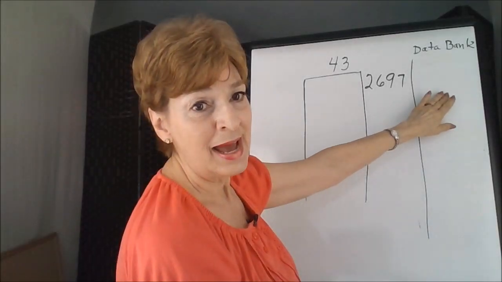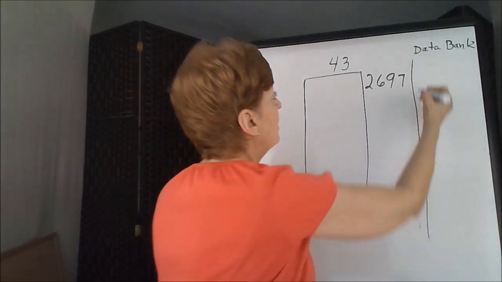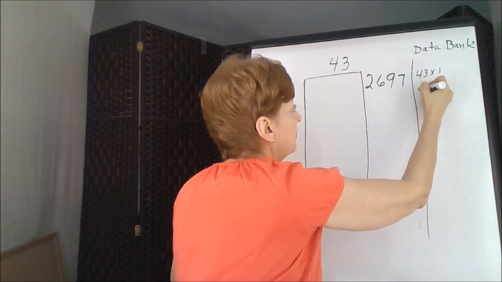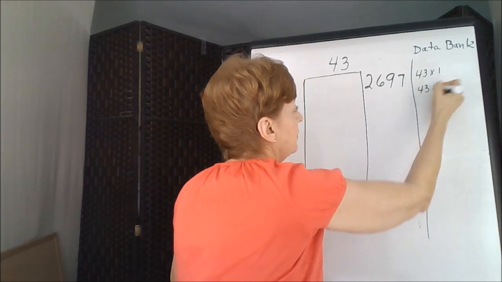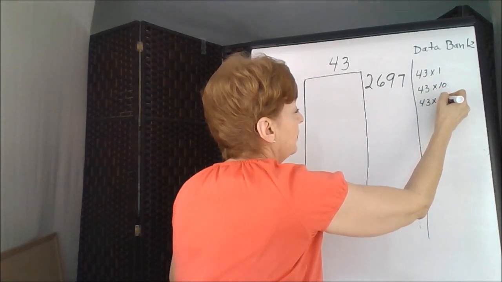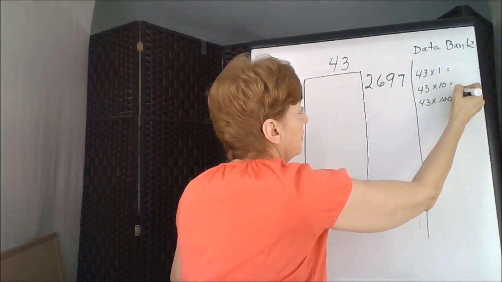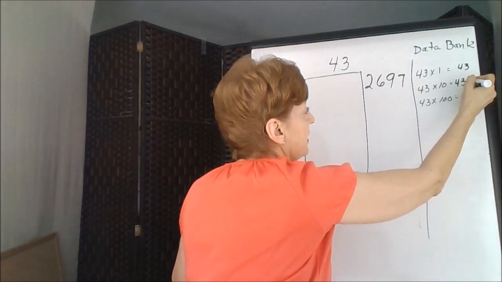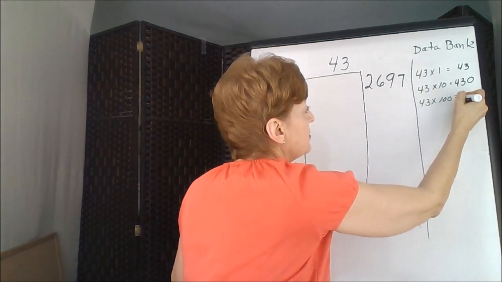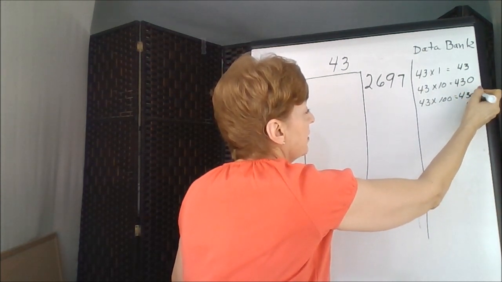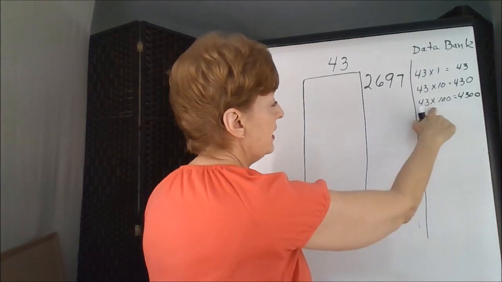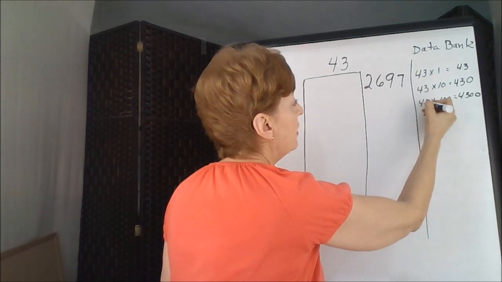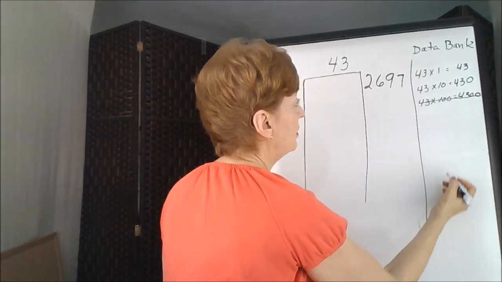This time I'm going to make the data bank just a little bit smaller because some children don't need to work with as much of a data bank as I did before. 43 times 10 is 43 with a 0 on it, times 100 is 43 with 2 zeros on it. I can already see that 43 times 100 far exceeds my dividend, so this one will not be helpful.